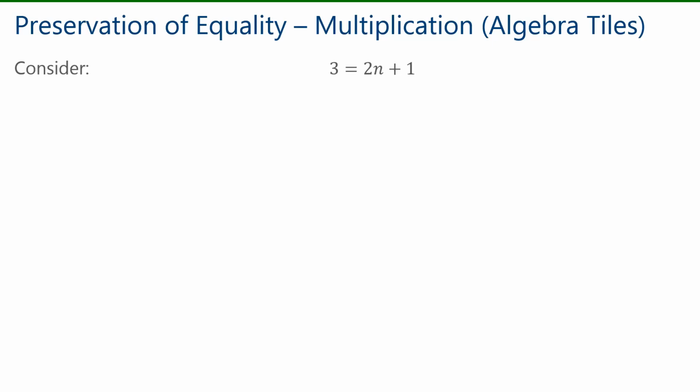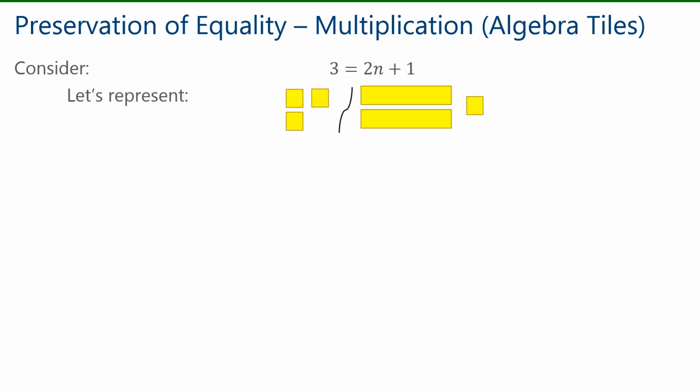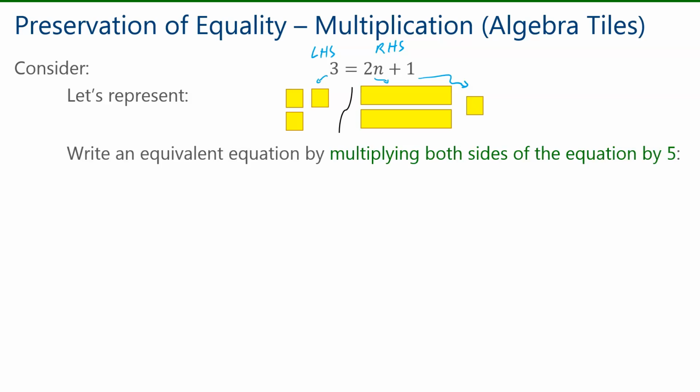One more example. 3 equals 2n plus 1. We'll represent first. So we see on our left-hand side, we have 3 units. On our right-hand side, we have 2 variables and our 1 unit. What are we going to do to both sides here? We are going to write an equivalent equation by multiplying both sides of the equation by 5. And you should take note here, as we increase that factor that we're multiplying by, when we're using a model, that just means we have to draw out that much more. But that's okay. We're just getting a visual here as to what this process is all about.